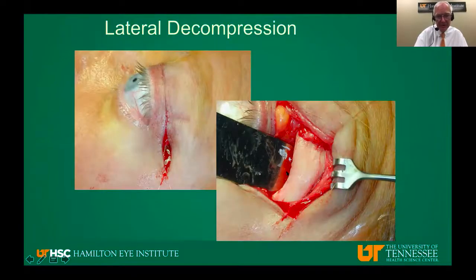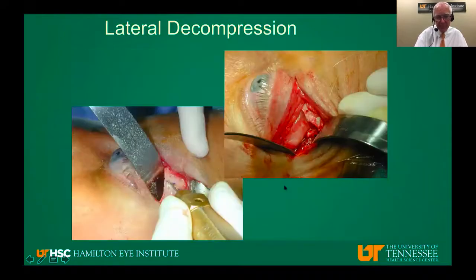So here's a lateral decompression. I personally prefer an upper lid crease incision. You can do it through a lateral lid splitting. Either way is fine. Expose the lateral orbital rim. My preference is to cut the rim free. It exposes the area. This is a high-speed drill with a fine cutting bit that's used in this area to cut away the rim. It exposes the deep orbit.